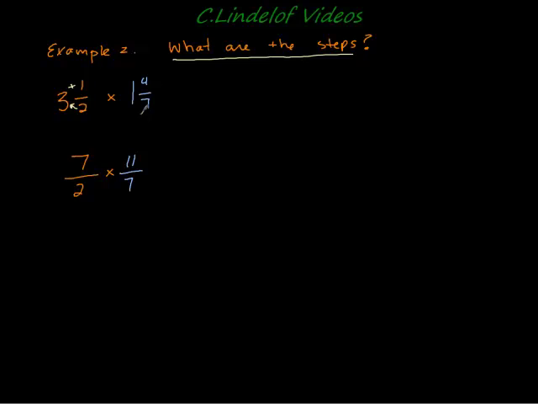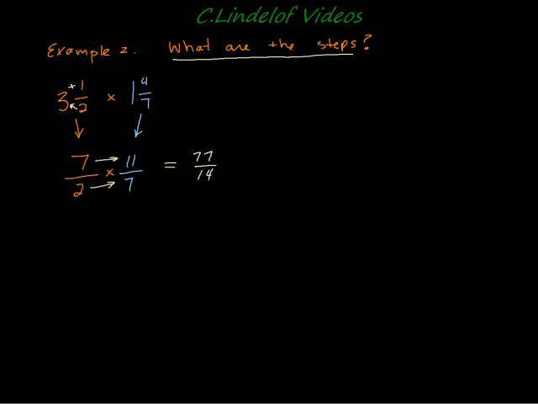So this mixed numeral right here converts into this improper fraction. This mixed numeral here converts into this improper fraction, right? Mixed numeral to improper fraction. So what's step 2? I can almost hear you. Multiply straight across, don't we? Multiply straight across, right? And we get 7 times 11 is 77. 2 times 7 is 14.